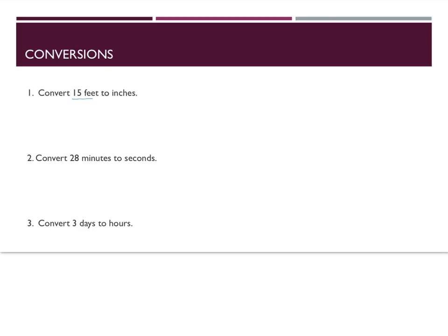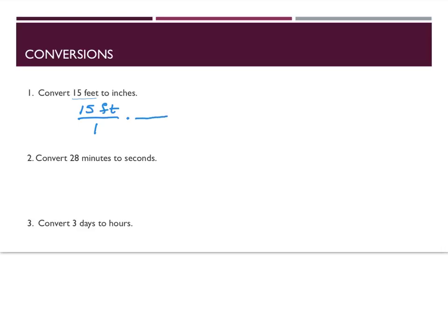Whatever the measurement is that you're given, we want to take that and make it into a fraction. We just want to put the given measurement over 1. So we want to write 15 feet and put that over 1, 1 with no units. Now I want to convert my feet to inches. I know how many inches are in a foot, so I can do that conversion directly.